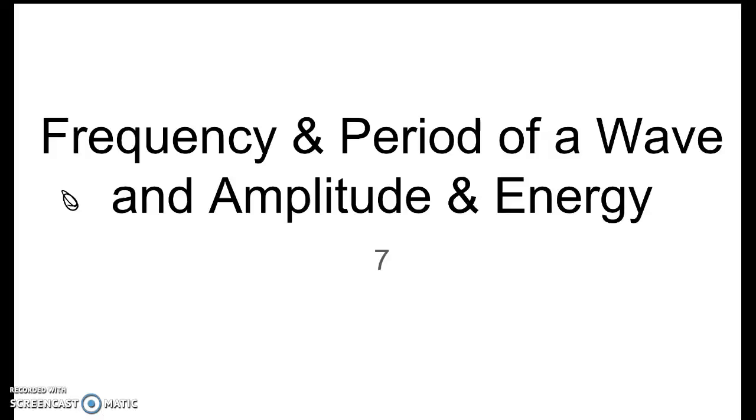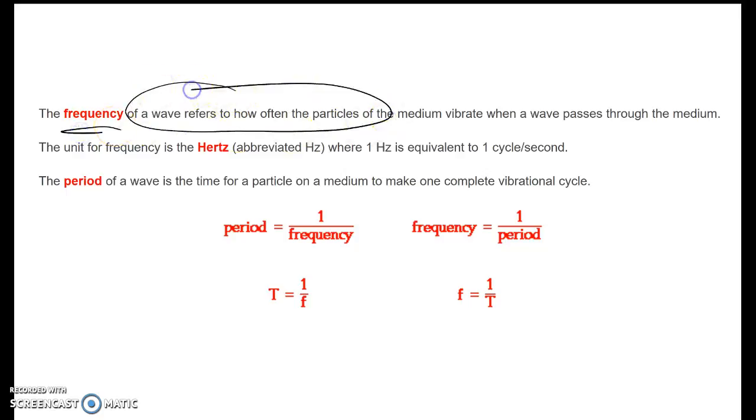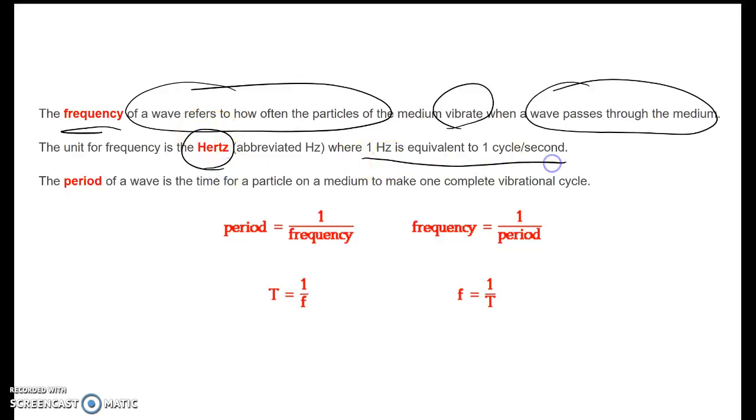Okay, we're going to look at frequency and period of a wave, and also amplitude and energy and how they relate mathematically. So, frequency, as you probably recall, is how often the particles of a medium vibrate when a wave passes through the medium. So, frequency means how often. We use hertz for frequency. Now, 1 hertz means 1 cycle per second.